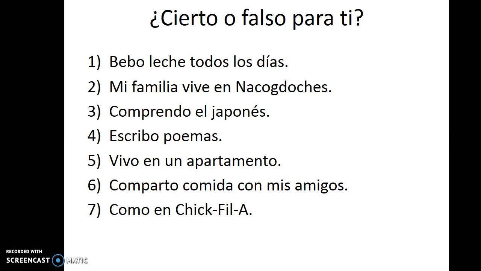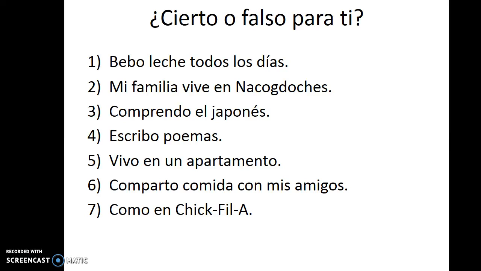¿Cierto o falso? Okay? In my case, I would say falso. I do not drink milk every day, so I would say no. No bebo leche todos los días. Número dos, mi familia vive en Nacogdoches. So in my case, it would be cierto. So sí, mi familia vive en Nacogdoches.